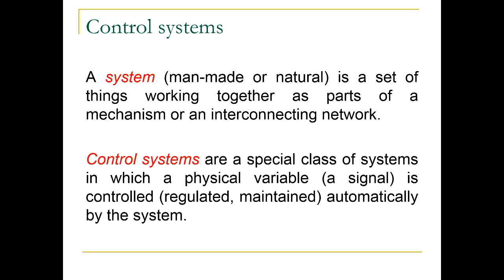Pretty much anything, a single cell can be a system, a solar system, a galaxy, anything really is a system. Now, control systems are a special class of systems in which we want to control a certain physical variable. What physical variable we're talking about depends on the application. It can be motion in a robot or a car. It can be temperature in a room. It can be anything, really.